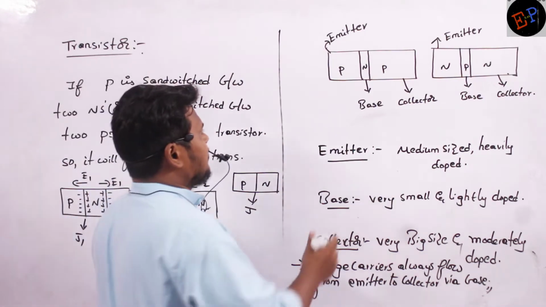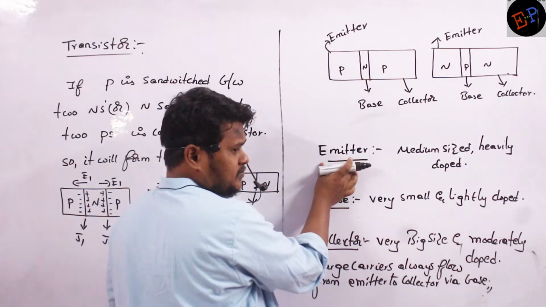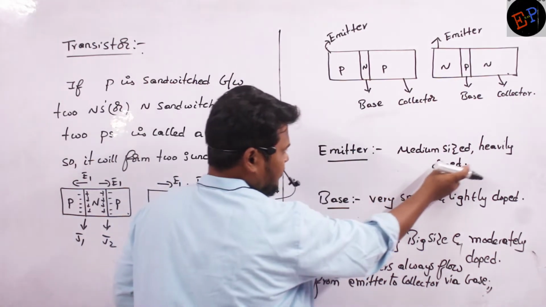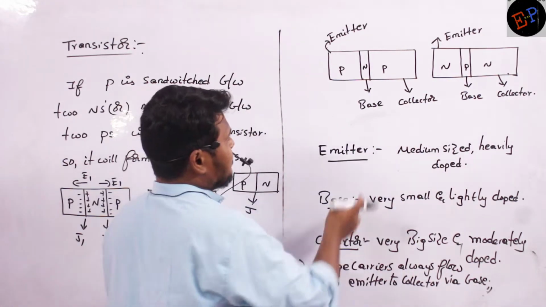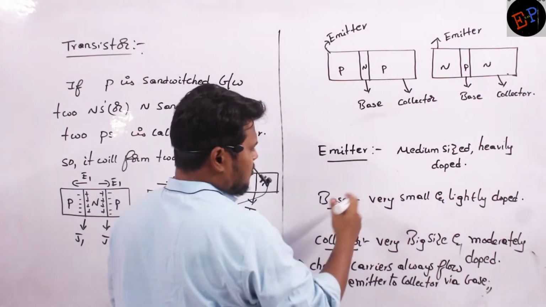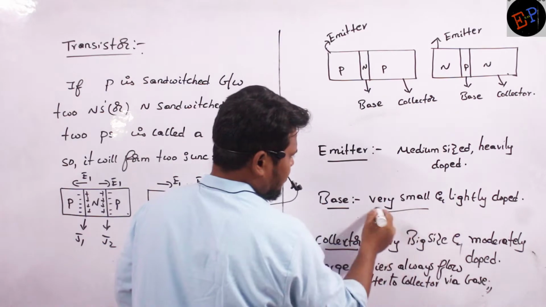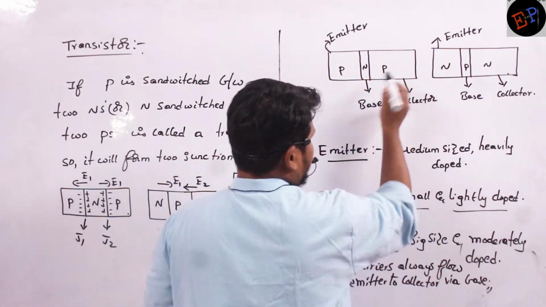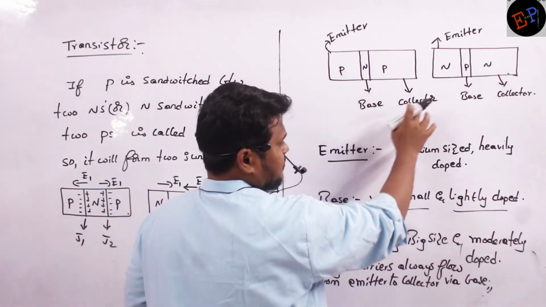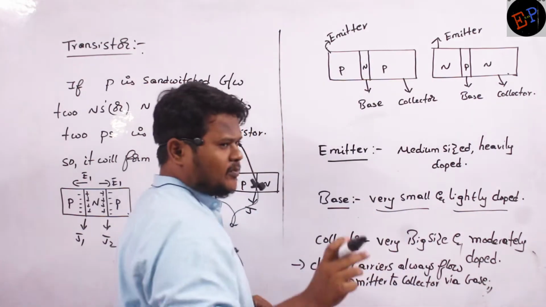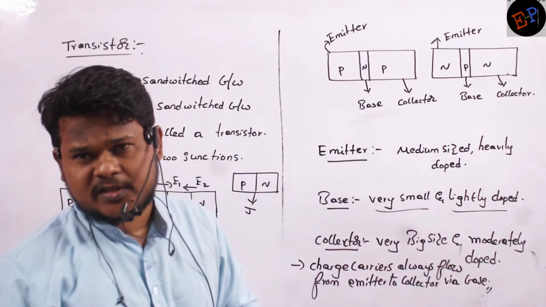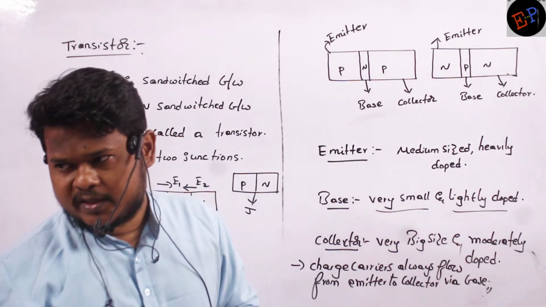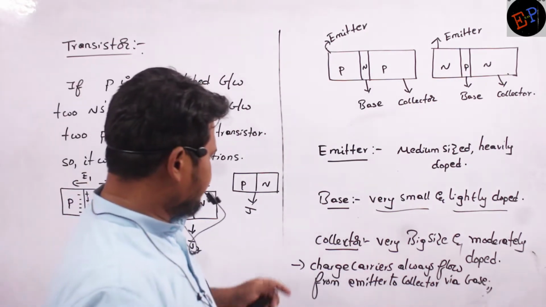Emitter is very highly doped. Size is medium, but doping levels are very high. Base is very small and doping is also very small, very small and lightly doped. Whereas collector size is very big, but doping is average, medium doped. So questions can be asked on the amount of doping and size also. Are you able to understand?